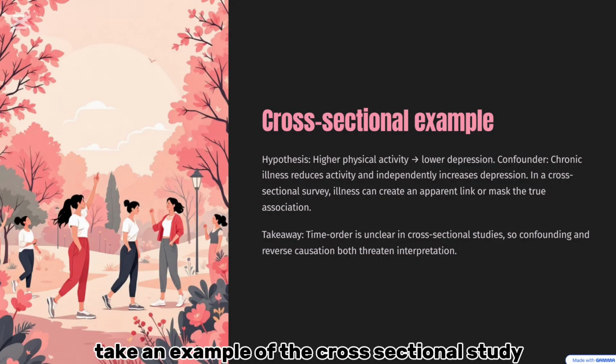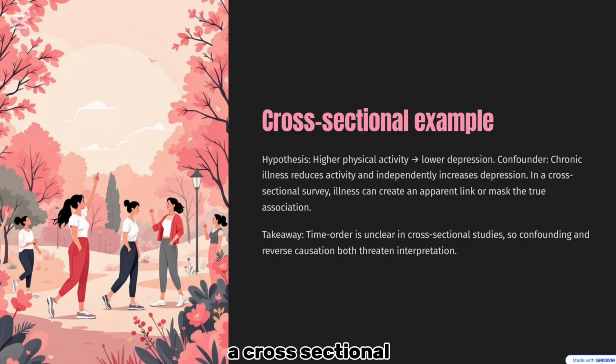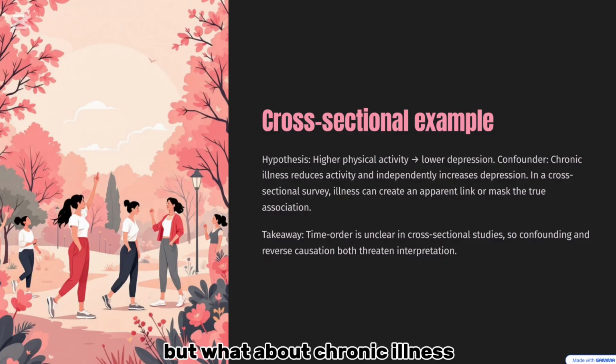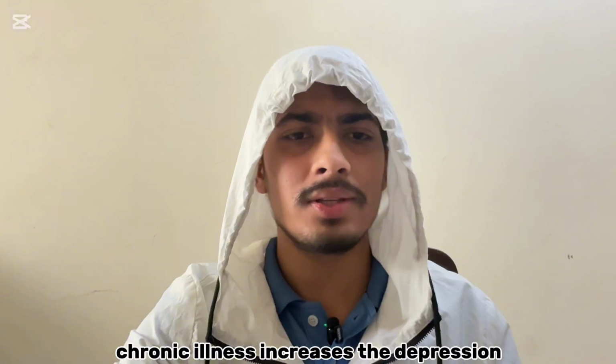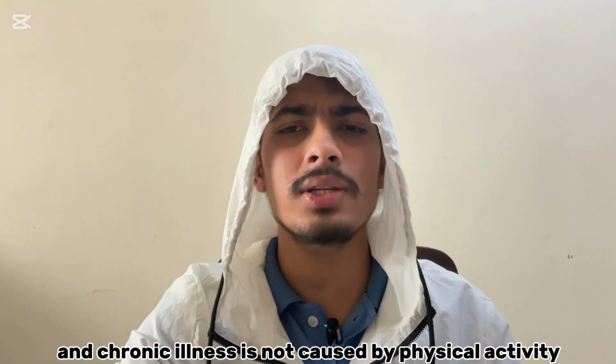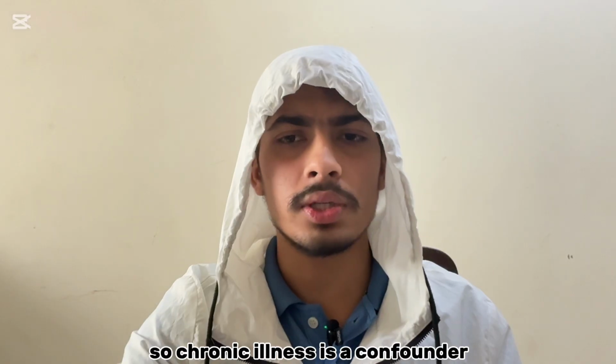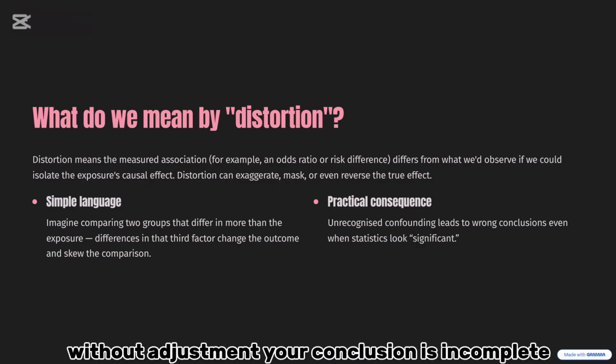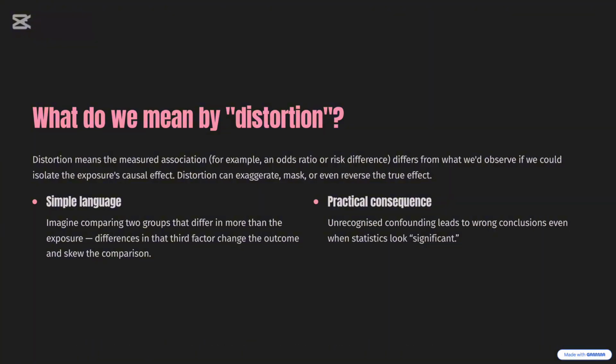Take an example of a cross-sectional study. A cross-sectional study on physical activity and depression, and you find low physical activity, higher depression. Conclusion: physical inactivity causes depression. But what about chronic illness? Chronic illness reduces activity, chronic illness increases depression, and chronic illness is not caused by physical activity in this context. So chronic illness is a confounder. Your cross-sectional association is distorted. Without adjustment, your conclusion is incomplete.